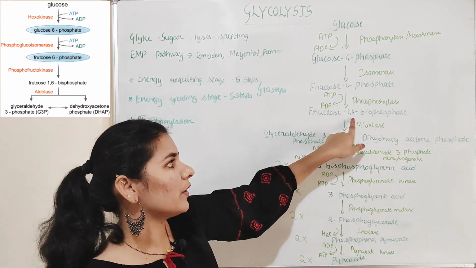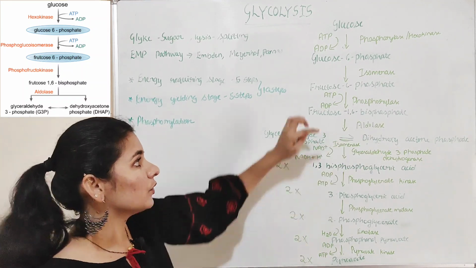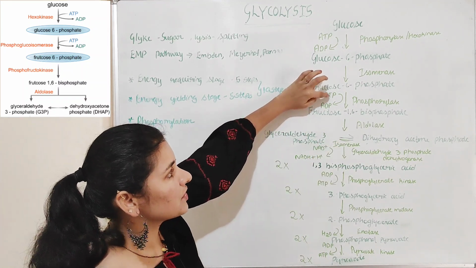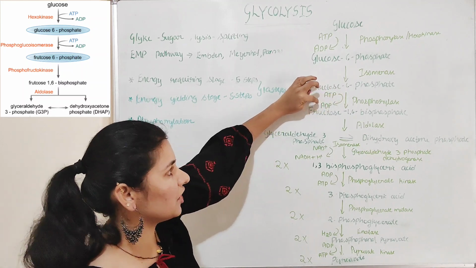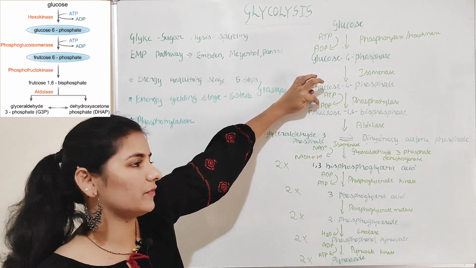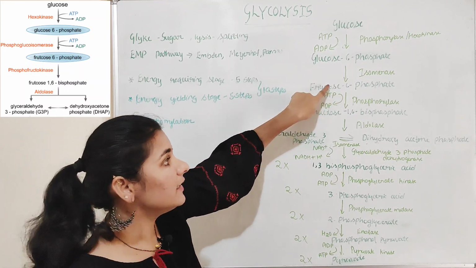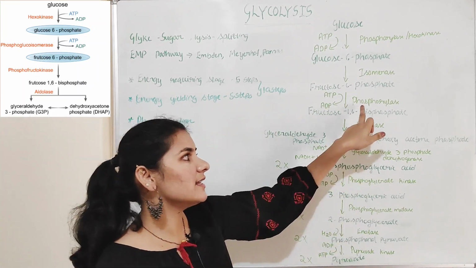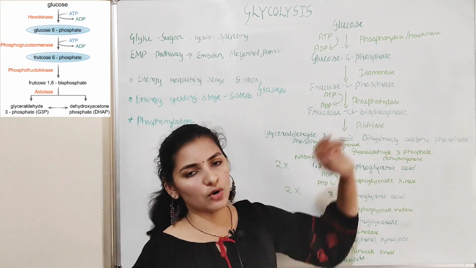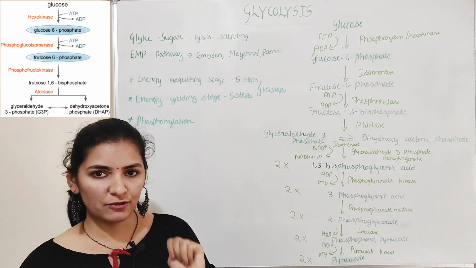So fructose 1,6-bisphosphate. Here ATP, that is adenosine triphosphate, is converted into adenosine diphosphate or ADP, and this step is catalyzed again by the enzyme known as phosphorylase or hexokinase. That is the fourth step.